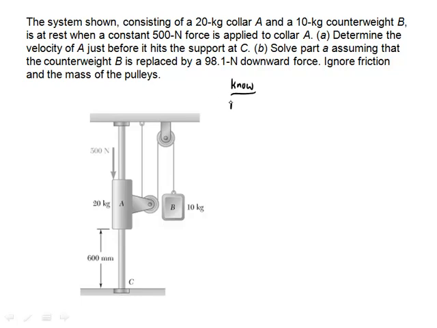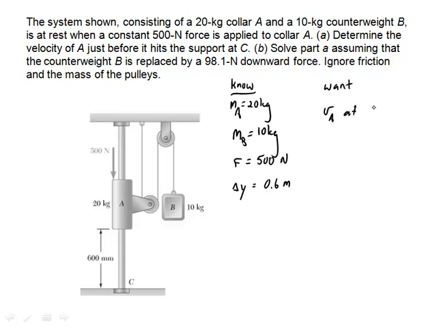We know that the mass of collar A is equal to 20 kilograms, and that the counterweight B has a mass of 10 kilograms. And then we know that some force is acting on A with a magnitude of 500 newtons in the downward direction. We know we're going to travel a distance of 600 millimeters, which is 0.6 meters. And that's about all the given information that we have thus far. We're looking for the velocity of A just before it strikes point C. So we want the velocity of A at C.